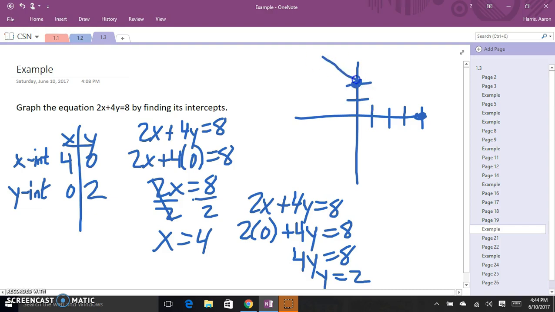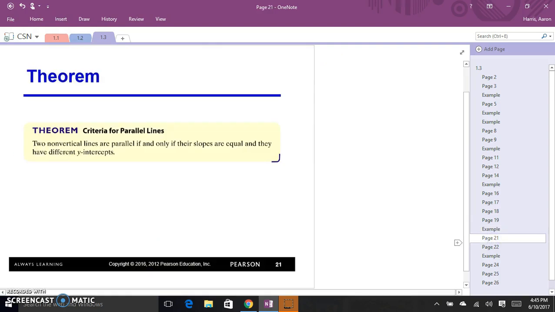And now we've got our 2 points for our line. We just need 2 points to graph any line. Okay, so if you're given general form, use the intercepts.